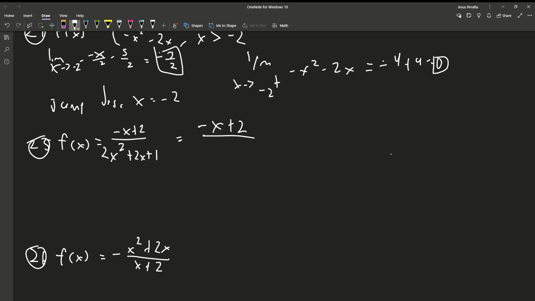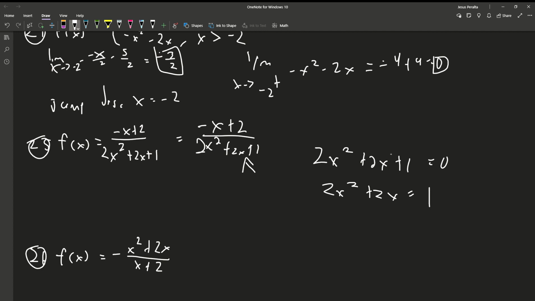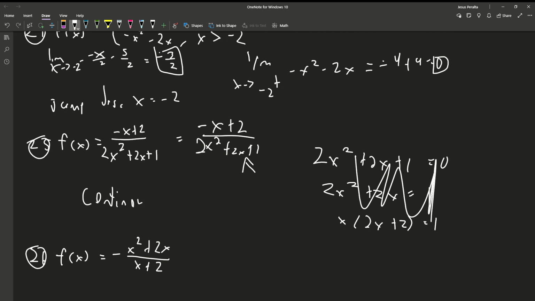So then we will try to find out when this bottom number equals 0. Let's see if there's anything. If you try to make this equal to 0, you get 2x squared plus 2x equals 1. And then I guess factor out x, 2x plus 2 equals 1. I'm not going to show you the whole thing, but it's not going to touch 0 at all. If the bottom can never equal 0, then there's going to be no discontinuity, so it's just continuous overall.